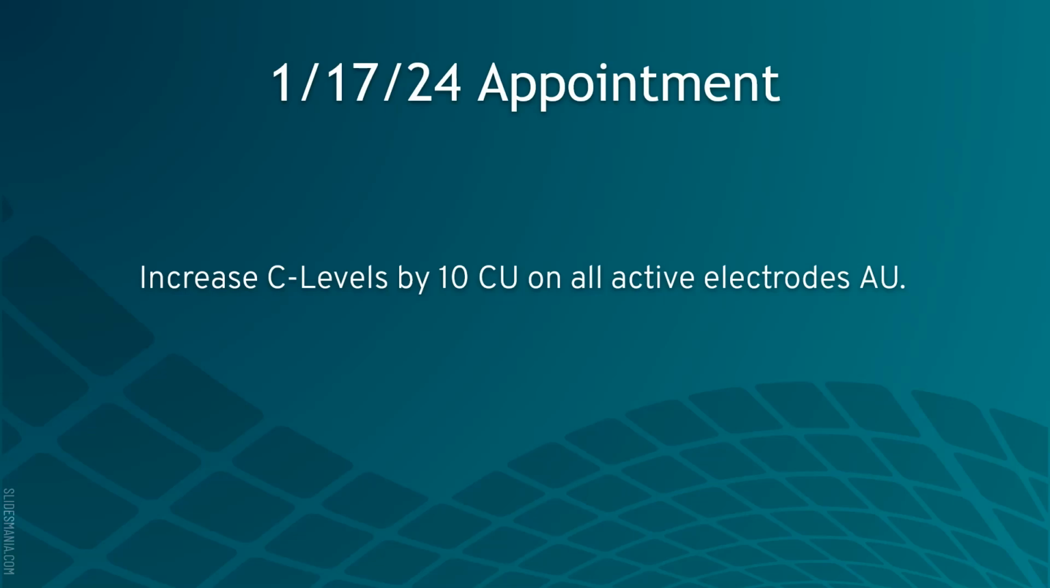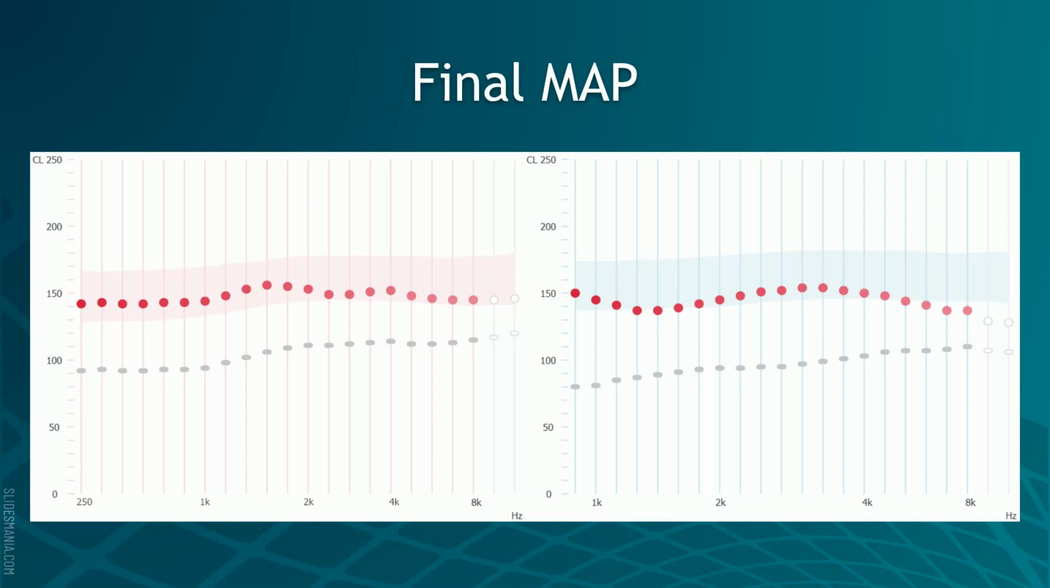So the dynamic range was more like 30 to 37 CUs instead of that 20 CUs. This allows us to have a lot wider of a gap and give a lot more resolution, and make soft sounds and loud sounds a lot more different from one another. And so this was the final map that we arrived at. And as you can see, we have pretty good separation on all electrodes.